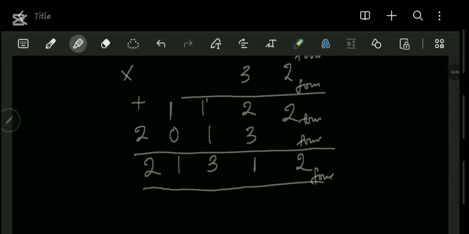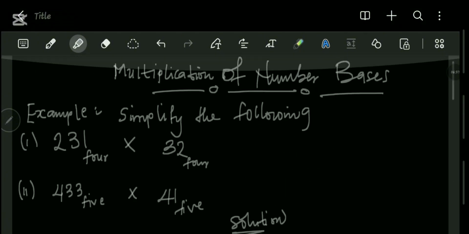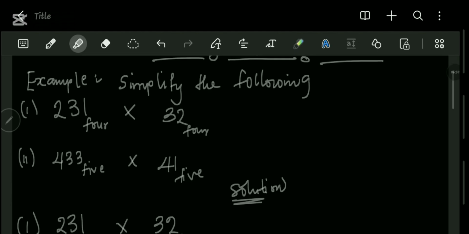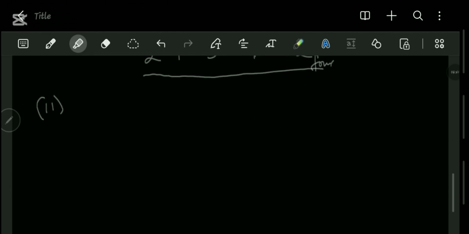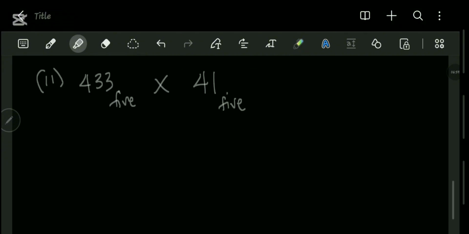And for question 2, we are asked to simplify. And let's have the question. 433 in base 5 times 41. 433 in base 5 multiplied by 41 also in base 5. Right? So look at the question itself. Both numbers are in base 5, right? We are going to multiply it the normal way we multiply digits, just like the first question.